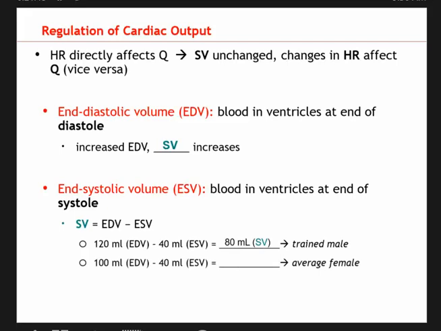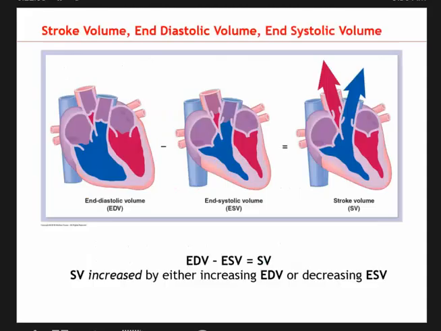We could do the same thing. Let's take an average female. Let's say her end diastolic volume was 100 milliliters, and let's also say there was 40 milliliters that was left over. That gives us 60 milliliters stroke volume. Those numbers are around the average, anywhere from 60 to 80.